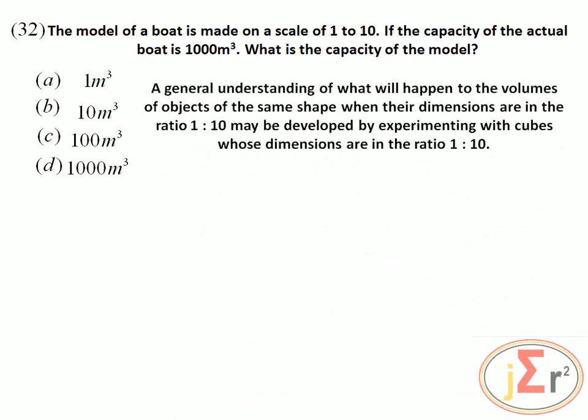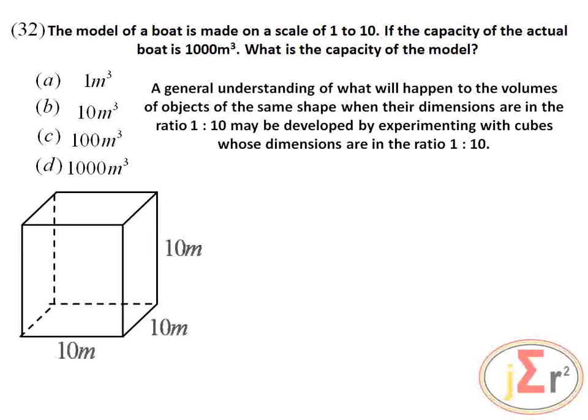A general understanding of what will happen to the volumes of objects of the same shape when their dimensions are in the ratio 1 to 10 may be developed by experimenting with cubes whose dimensions are in the ratio 1 to 10. So we will take two cubes with dimensions in the ratio 1 to 10. That is our first cube with dimensions 10. No doubt the second one will be with dimensions 1.